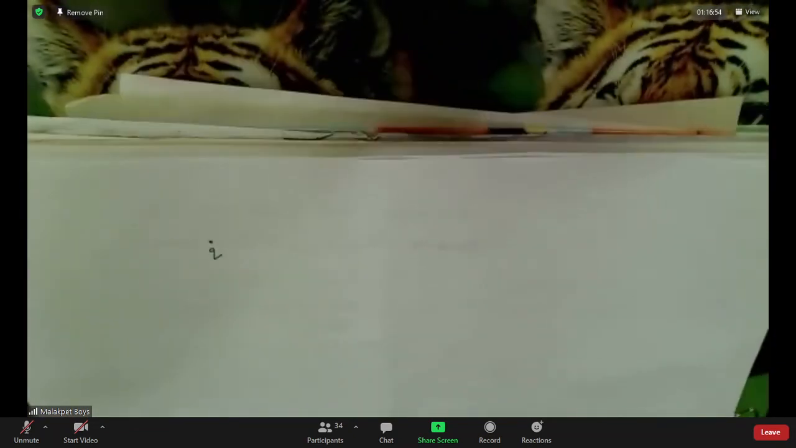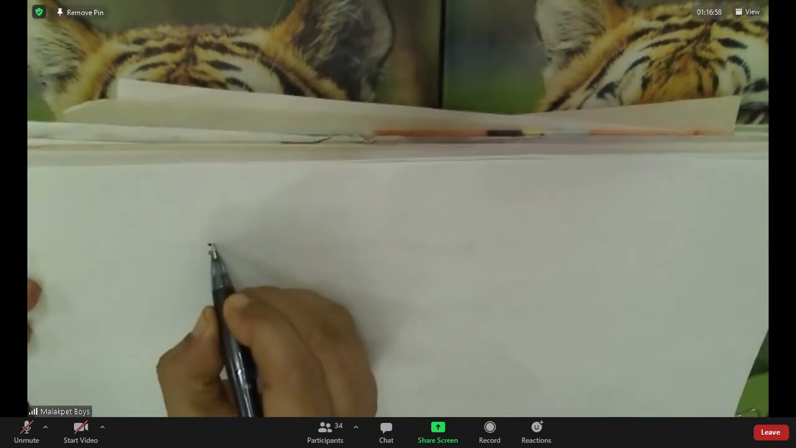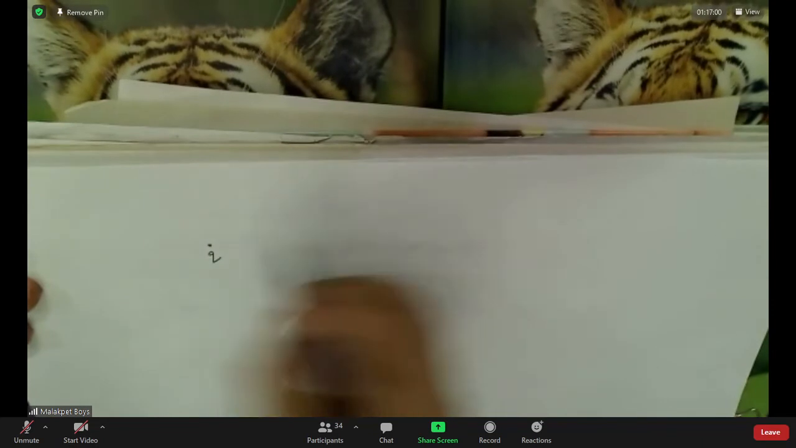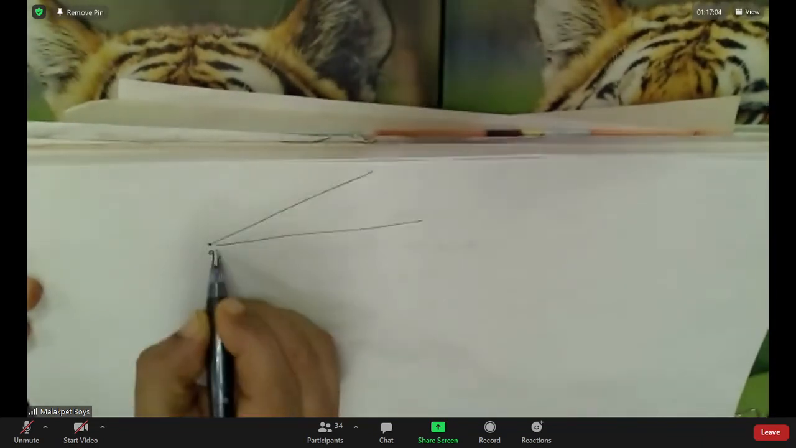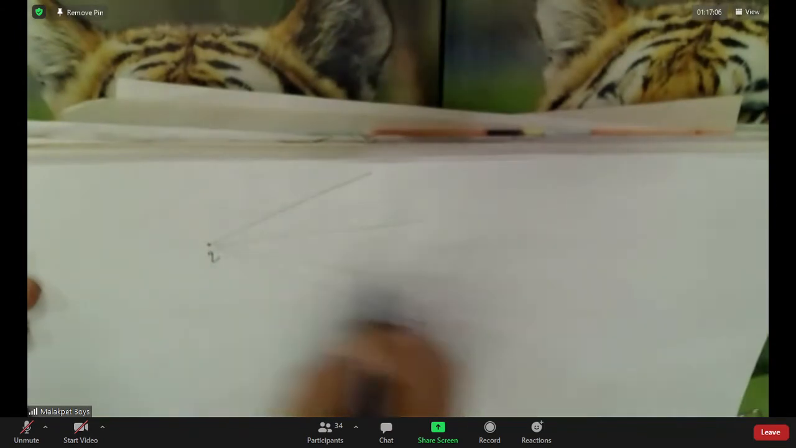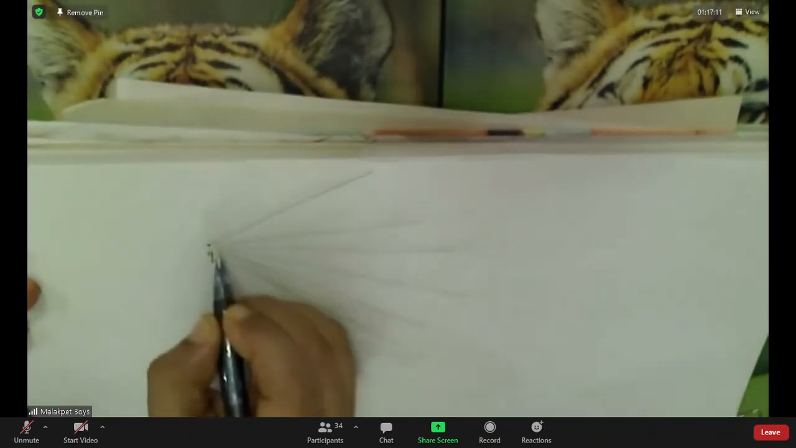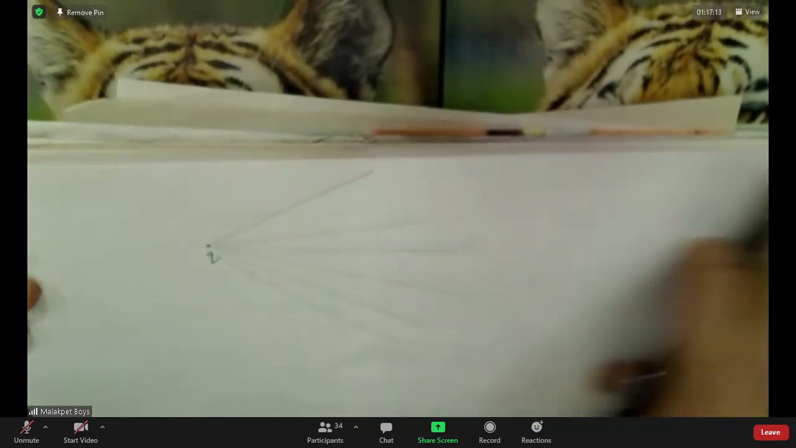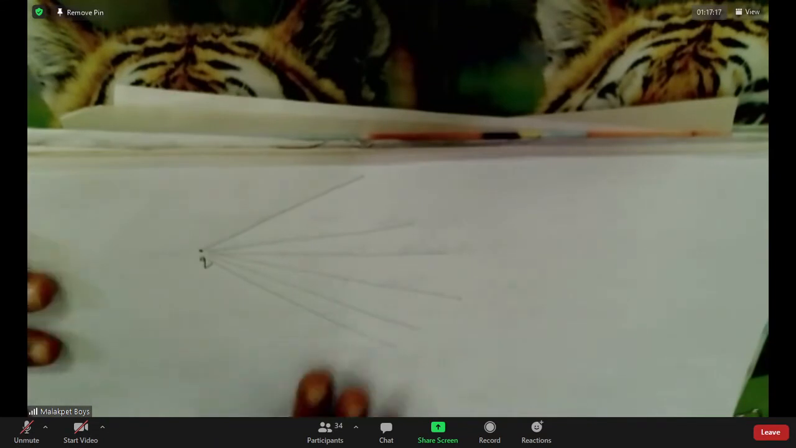So here, that means more lines will be there. Field is more, no? As you go, that means I can draw the line. That's the reason why we draw lines of force like this, not due to movies. Here you can see more lines. As you go away, lines of force are decreasing. Followed this? Followed, sir.